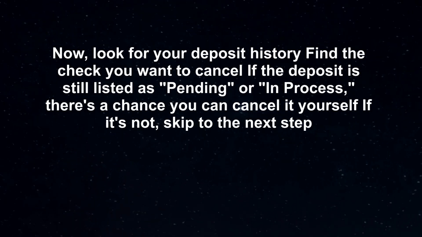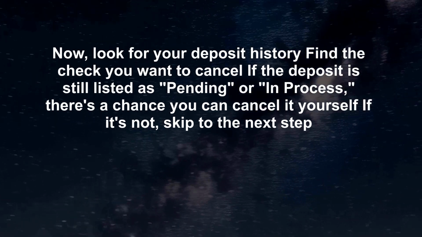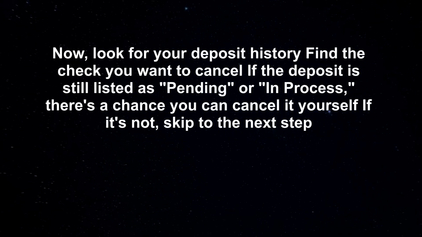Now, look for your deposit history. Find the check you want to cancel. If the deposit is still listed as pending or in process, there's a chance you can cancel it yourself. If it's not, skip to the next step.